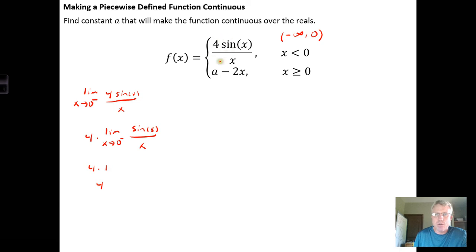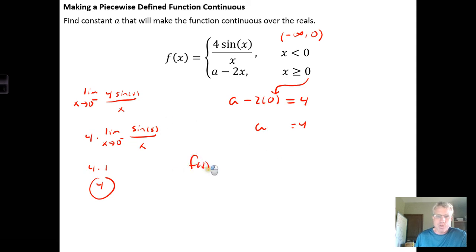So this part of the piecewise function, even though we can't plug 0 into it, gives us an output that approaches 4 as x approaches 0 from the negative side. So once we know that this function's trying to give us an output of 4, we want this to match up when we plug in 0. So we plug in a minus 2 times 0, plug that 0 in, and say, we want to force it to be 4 so that it butts up with the other function. So we wind up just getting a equals 4 when we solve this.